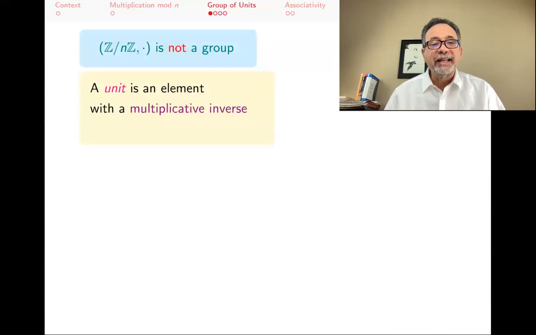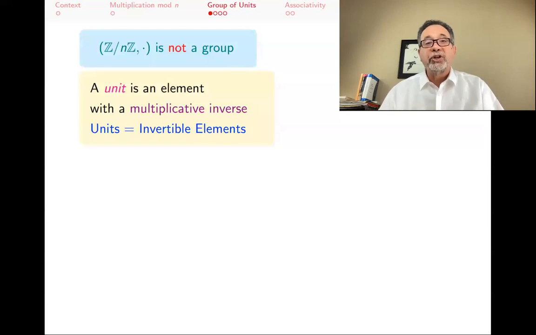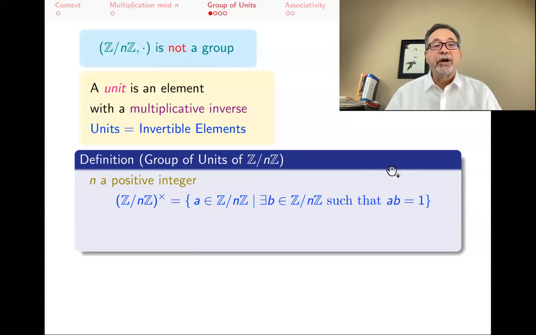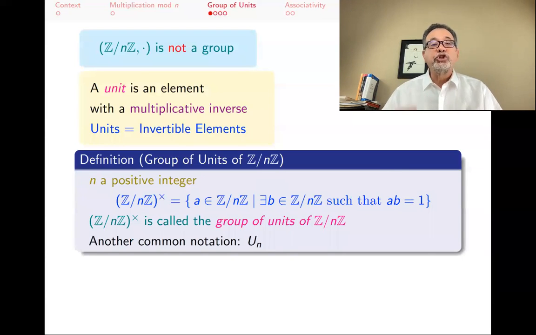A unit is an element with a multiplicative inverse. Units are invertible elements. Units are things we like if you're interested in groups. What's the group of units of Z mod nZ? It's not the same as Z mod nZ, it's some elements of Z mod nZ. Z mod nZ with a times on top, and we read that as the group of units of Z mod nZ, is those elements in Z mod nZ for which there is some other element such that ab is 1. Another common notation for this is U_n, U for units, instead of Z mod nZ in parentheses with a times on top.